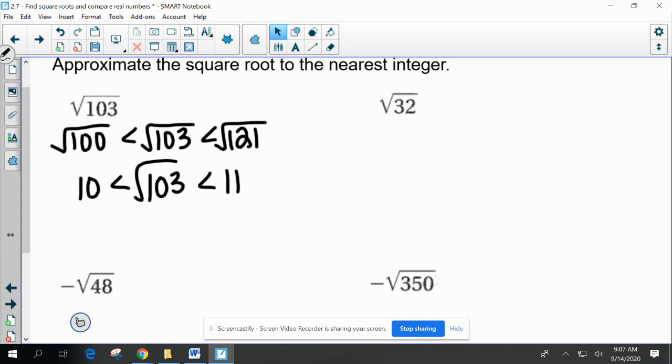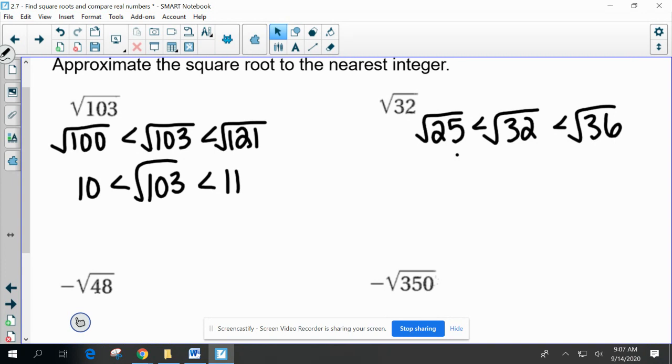All right, so let's look at 32. So look where 32 lies in between. So it goes in between 5 and 6, right? Because you have square root of 25 would be less than the square root of 32, would be less than the square root of 36. And those integers would be 5 and 6.